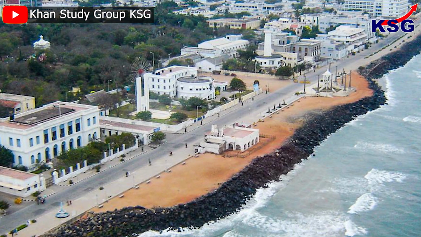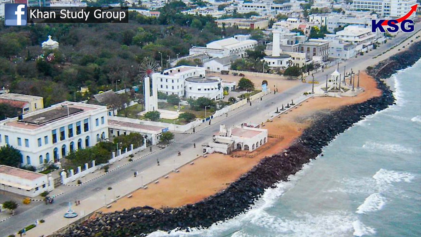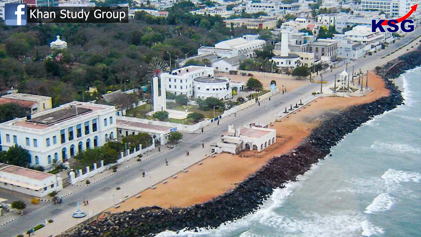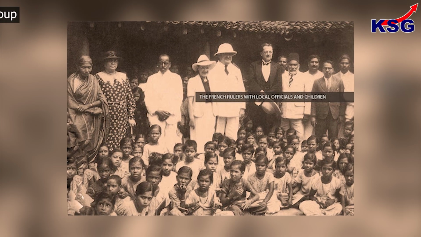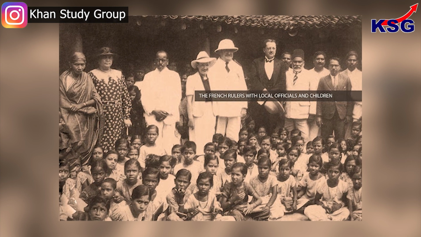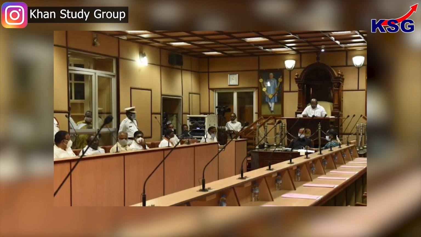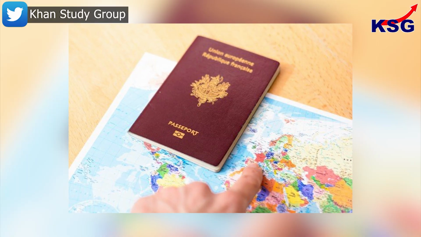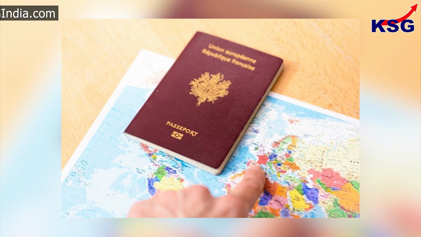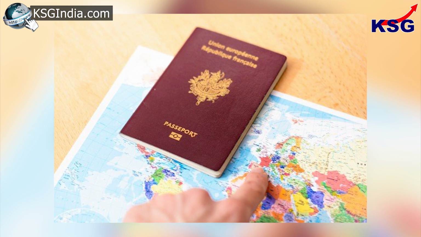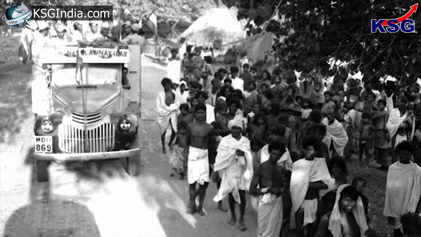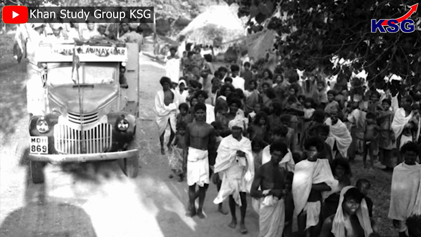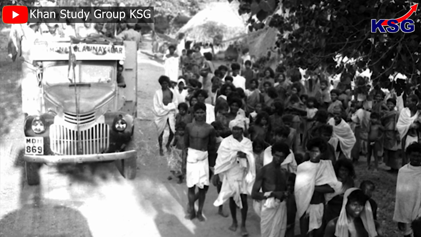But only in 1963, Puducherry became officially an integral part of India after the French Parliament in Paris ratified the treaty with India. Puducherry has a legislative assembly. Puducherry still has a large number of Tamil residents with French passports whose ancestors were in French governmental service and who chose to remain French at the time of independence.